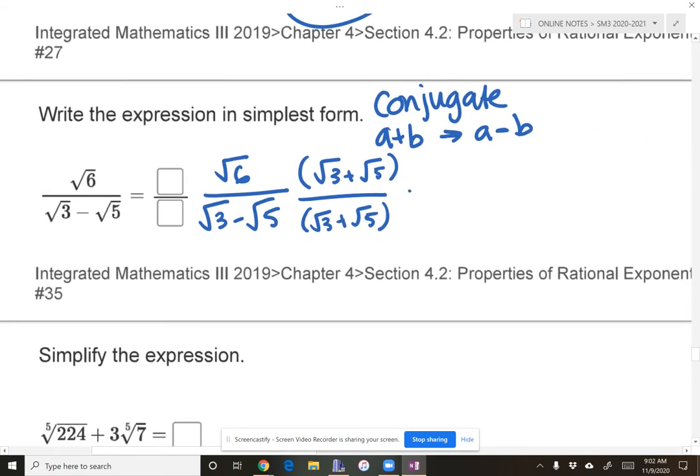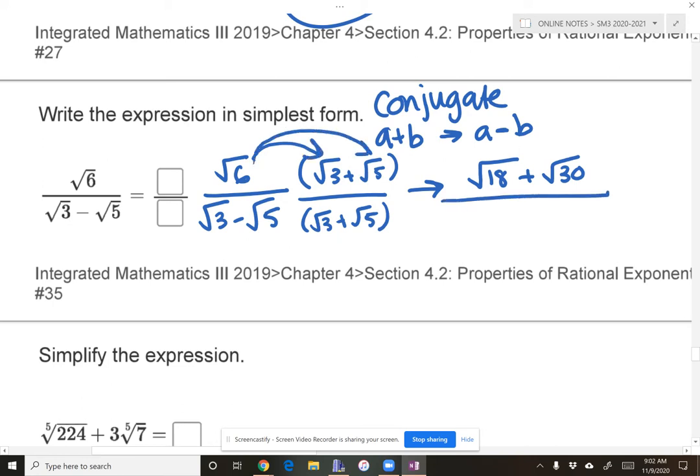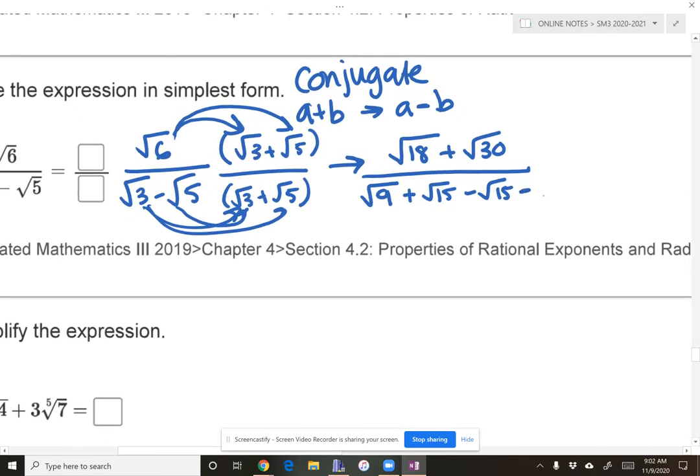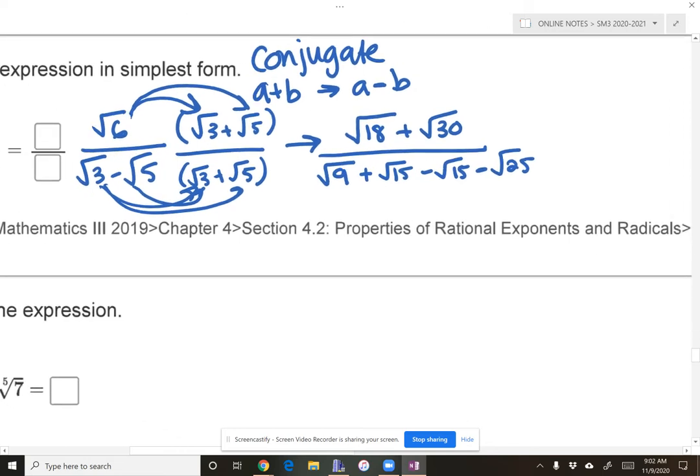Okay, and when we do that, we do insides with insides, outsides with outsides. So on top, we're going to have the square root of 18, because 6 times 3 is 18, plus the square root of 30, because that's 6 times 5. And then on bottom, we're going to have the square root of 3 times 3 is 9. That's that first one. Then the plus the square root of 15 minus the square root of 15, because we have this negative root 5 times 3. And then minus the square root of 25. And so now I'm going to simplify everything I can.